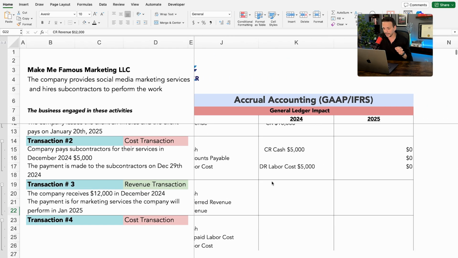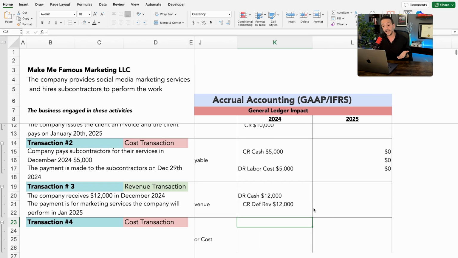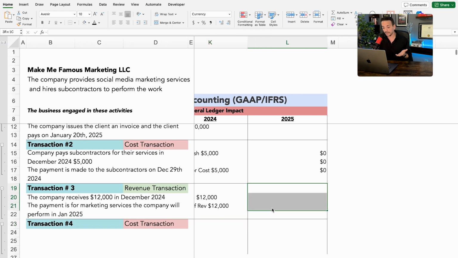Under accrual accounting, the correct treatment for this is that in 2024, we will be recording a debit to cash for receiving $12,000 and credit to deferred revenue for $12,000, which is a liability. So we're recording a liability on the books for $12,000, saying this revenue is unearned. We call it deferred revenue or unearned revenue, and that's going to stay as a liability until 2025 comes around.